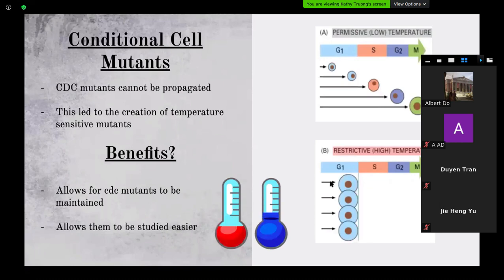Instead, to work around this obstacle, researchers created something called a conditional cell cycle mutant. The majority of these are temperature sensitive. For example, here we can see the permissive low temperature completing its cycle, while the restrictive high temperature arrests in the G1 phase. This allows for these mutants to not only be maintained, but also for their effects to be noted and studied in many fields, including gene therapy, where mutated genes are knocked out and replaced with healthy ones.